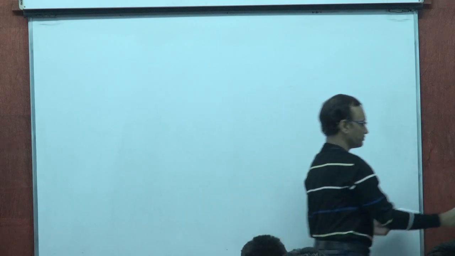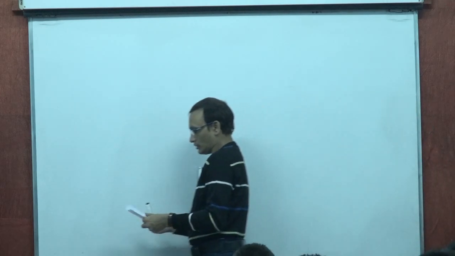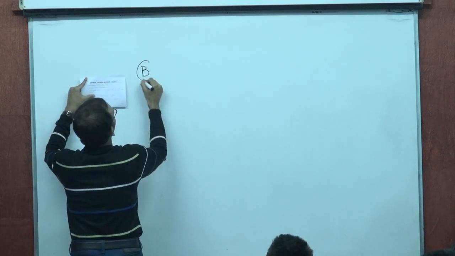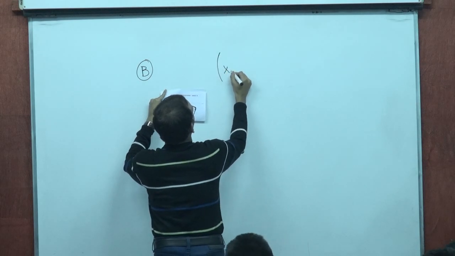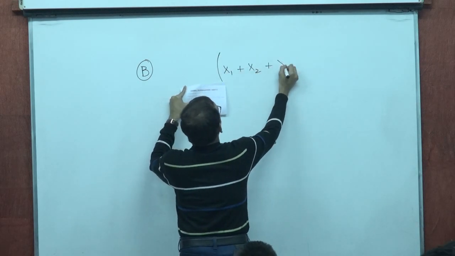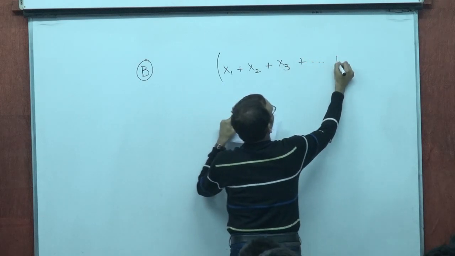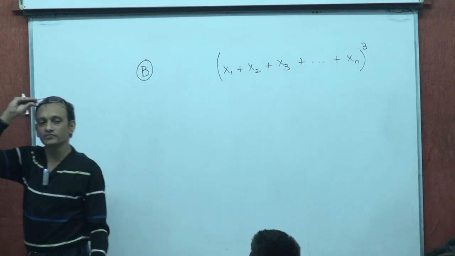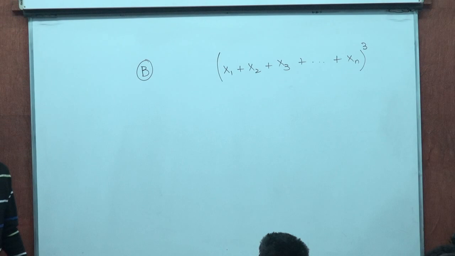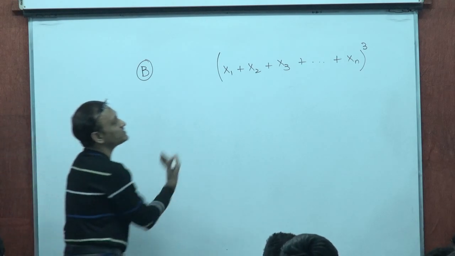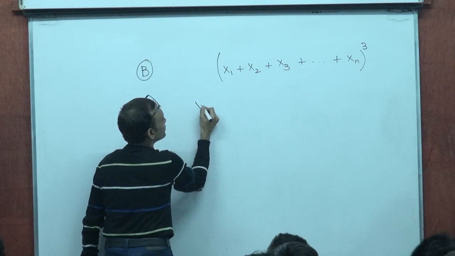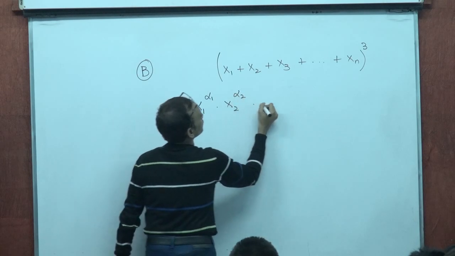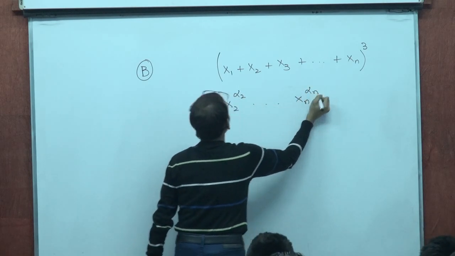Let's look at the next problem. We want to be able to find the number of distinct terms in the expansion of this multinomial, if you remember. Now, any term, when you expand this, would be of the form x1 to power alpha 1 into x2 to power alpha 2 into xn to power alpha n into a constant.